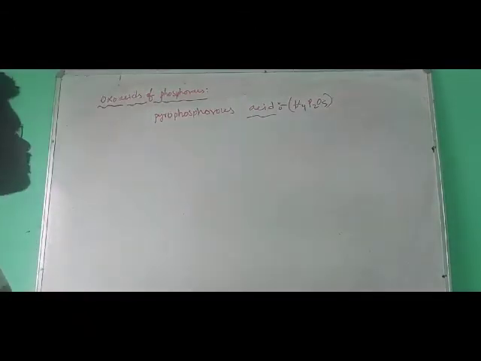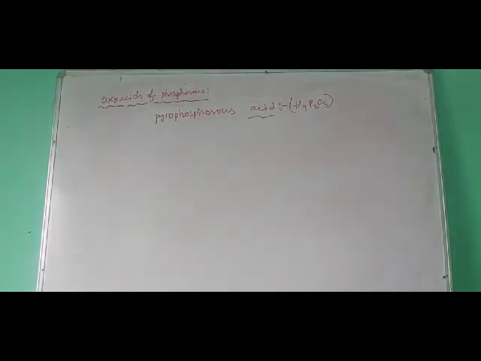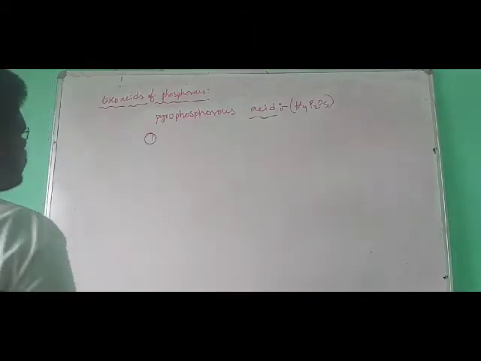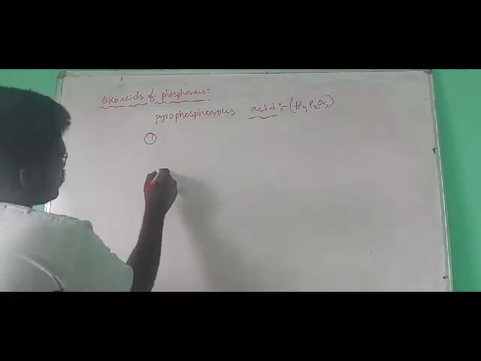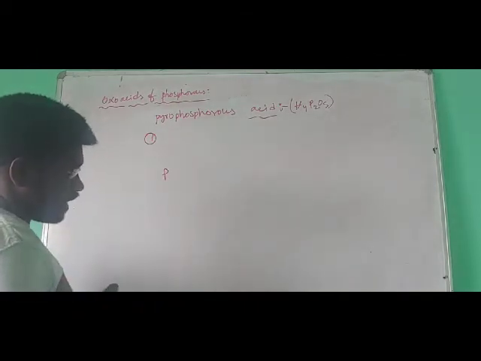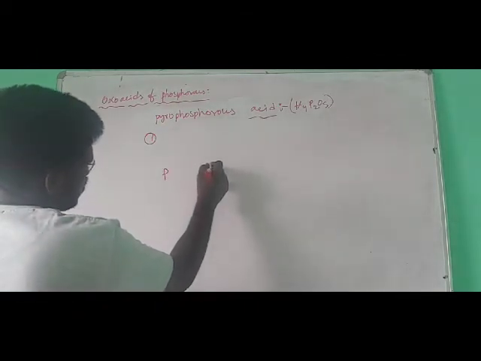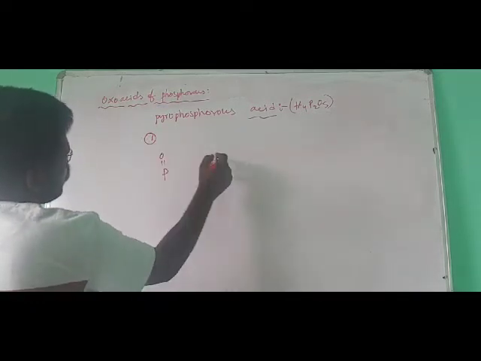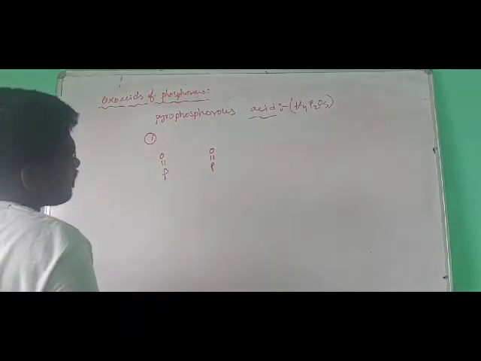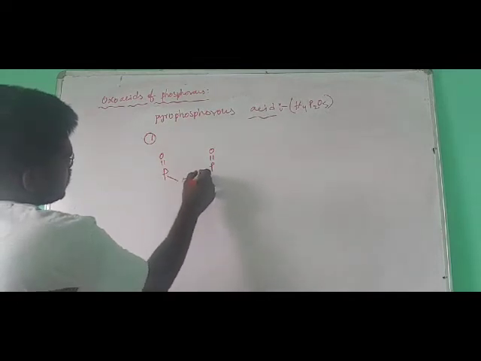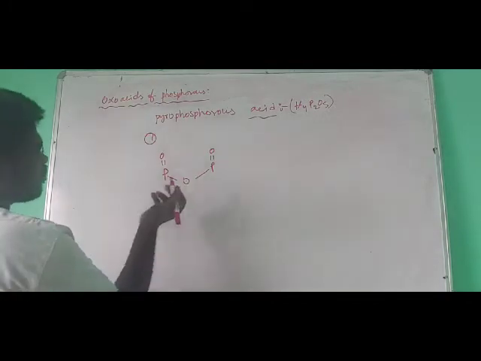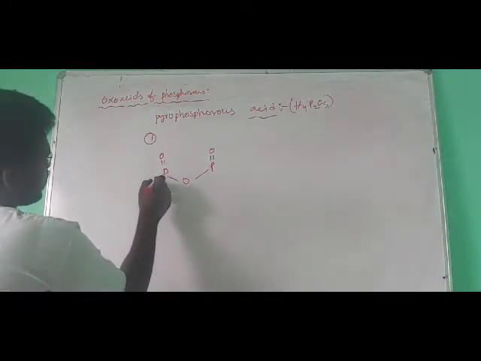Next one, students, pyrophosphorus acid. Formula is H4P2O5. So first let us see the structure of this molecule. In this one, guys, we have 2 phosphorus atoms. So let us take 2 phosphorus atoms, and oxygens are also present to make double bonds. The next one, one oxygen connects the 2 phosphorus atoms, and here 4 hydrogen atoms are there.